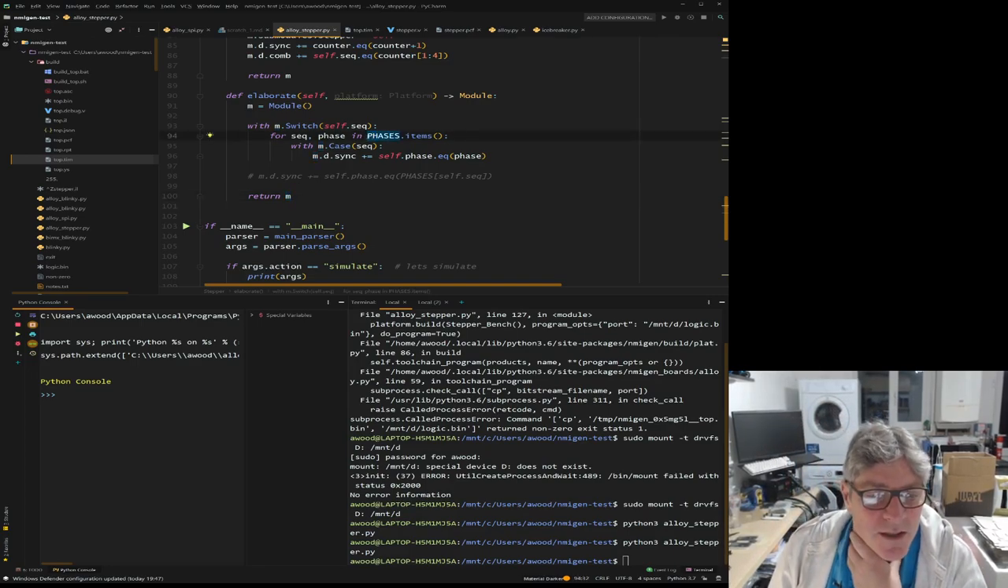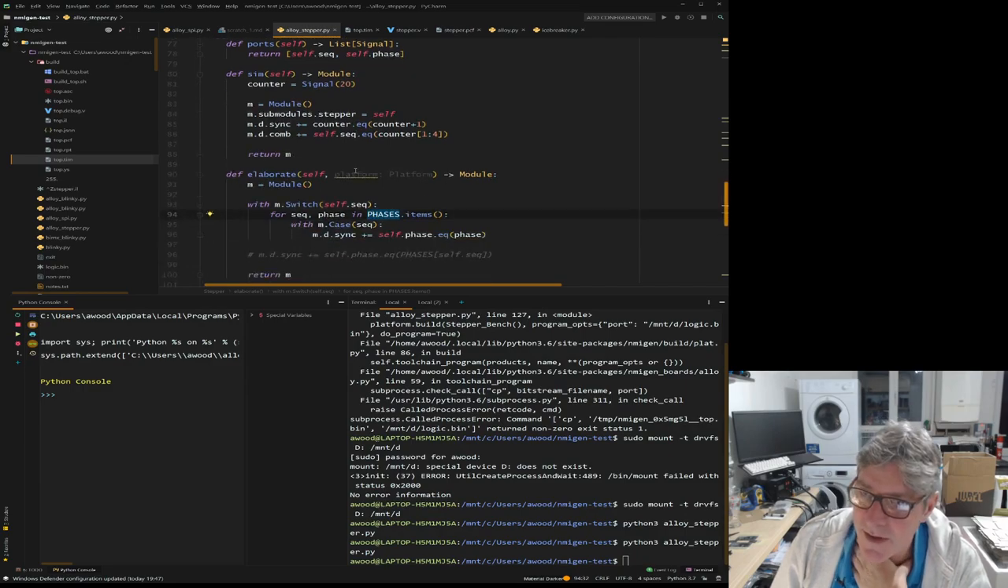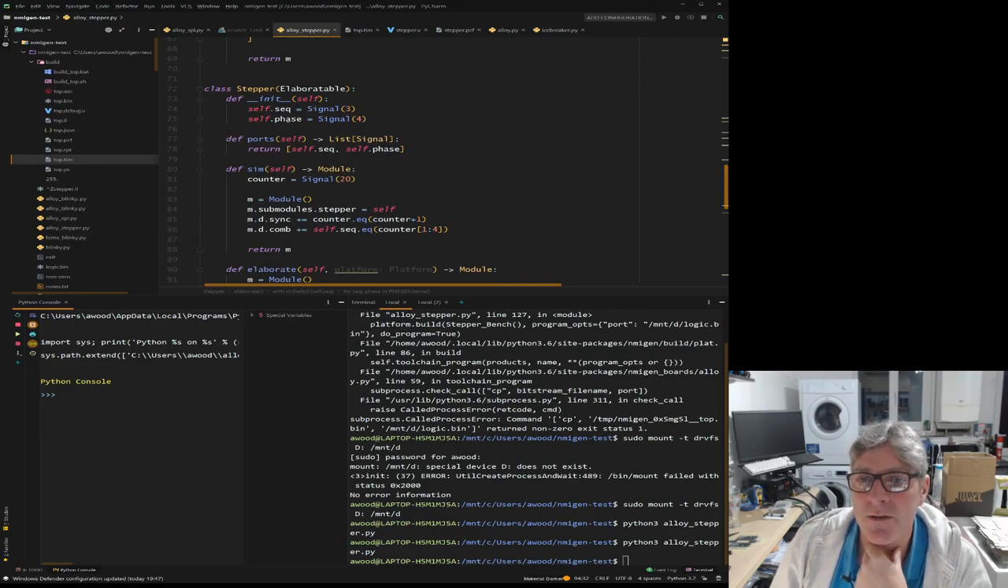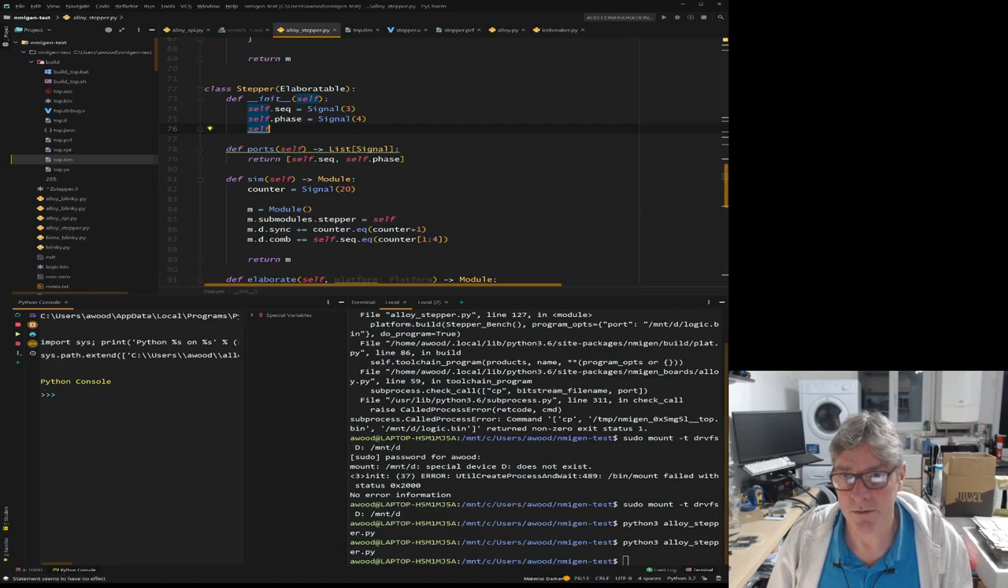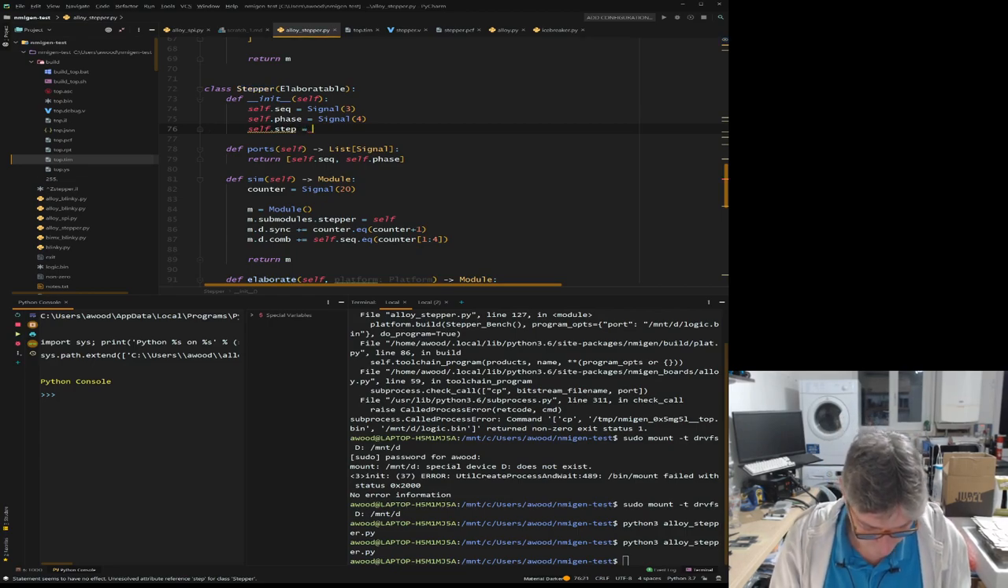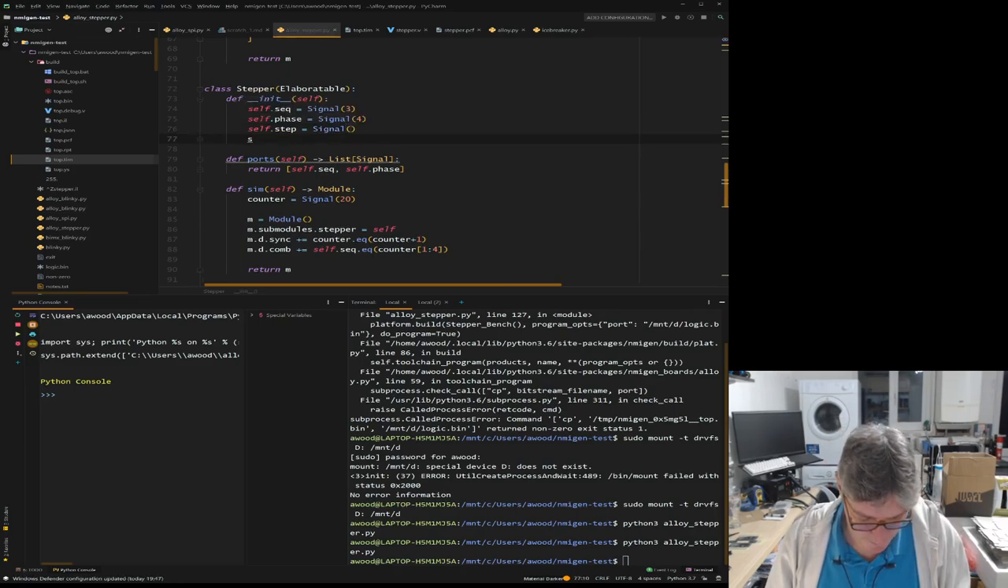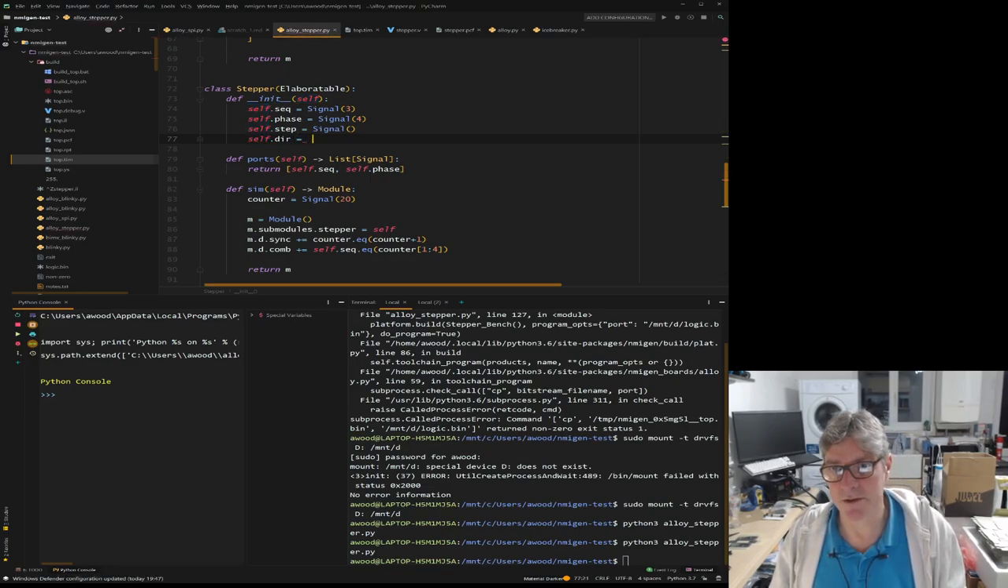So one of the things that we need to look at doing, when we're exercising this, is to be able to deal with direction. So we have sequence here and we have phase. So what if we wanted to add in here external controls of step and direction? What we're trying to do here is just get us up to where we were with the iStorm Verilog version.